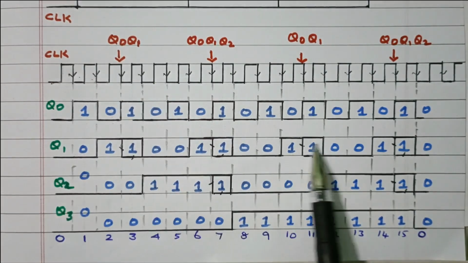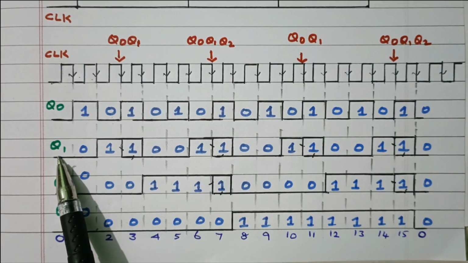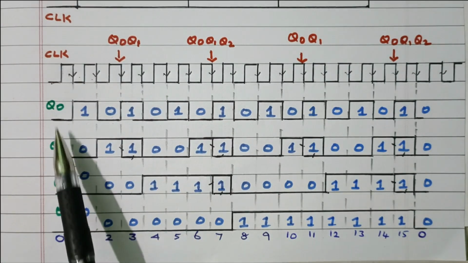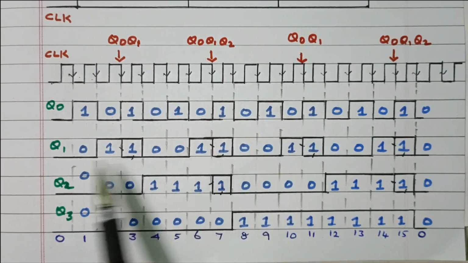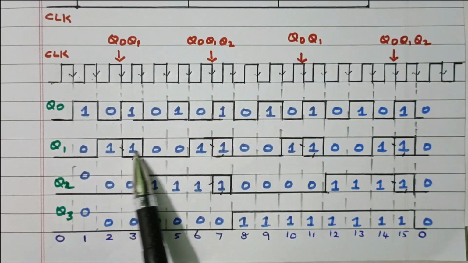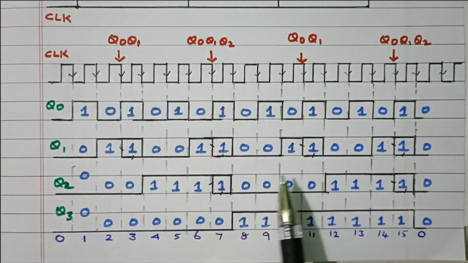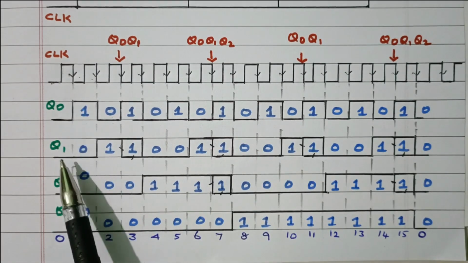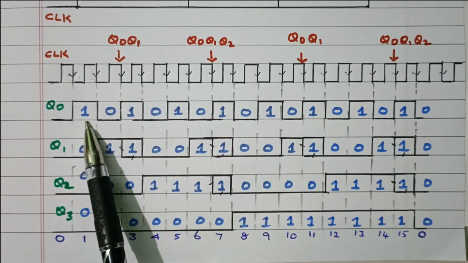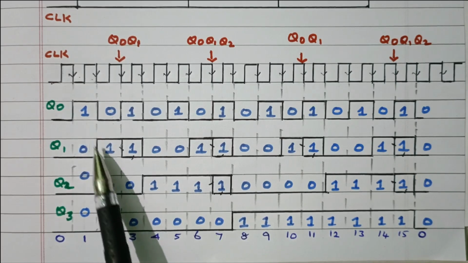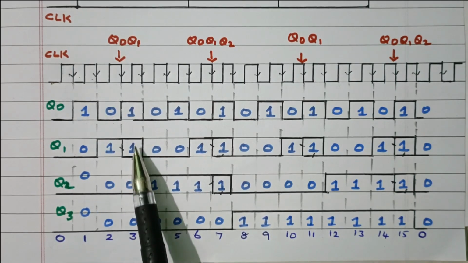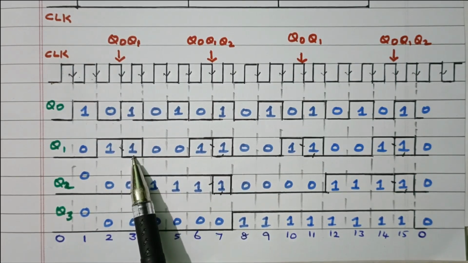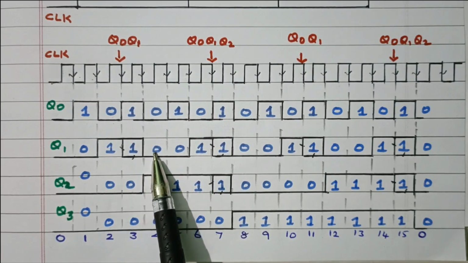Now we'll see Q1. What is the input? Q0 is the input to the second flip-flop. Based on this input value, the Q1 output of the second flip-flop will change. See here it is 0, initially 0, so no change. Here 1 is there, 1 means toggle, so 0 is toggled to 1. Here again 0, no change, 1 is maintained as it is. Here 1 means toggle, 1 is toggled to 0.